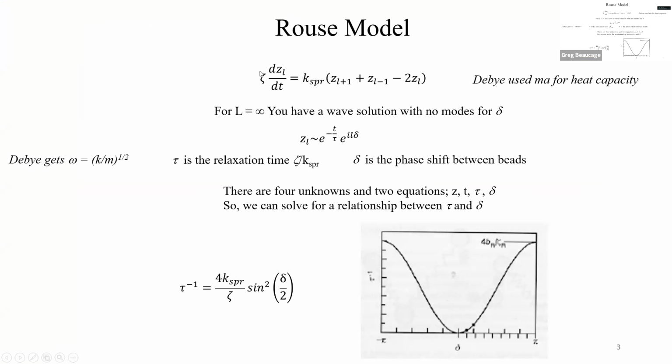And then instead of using mass times acceleration, he's using friction factor times velocity. So that's the difference. So Debye gets that the frequency is going to be the spring constant divided by the mass, because he used mass times acceleration here. And then Rouse is going to get the friction factor divided by the spring constant, because there's no viscosity in a crystal, and he's ignoring momentum in this case.